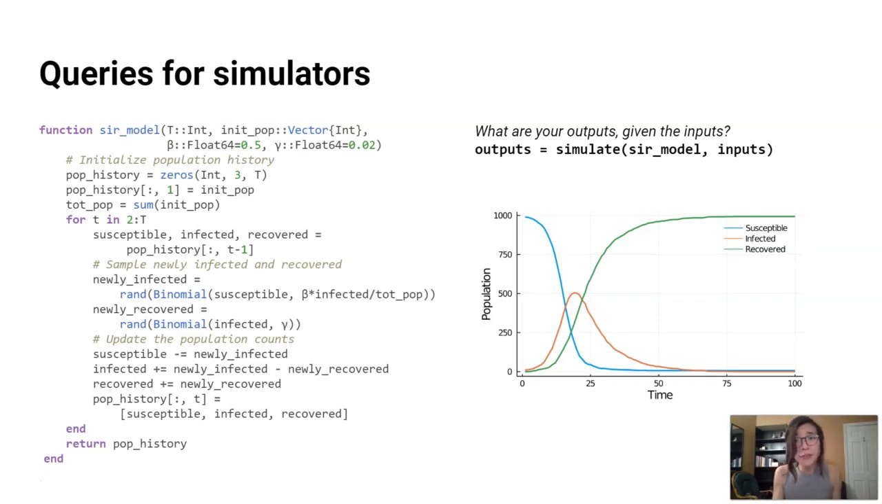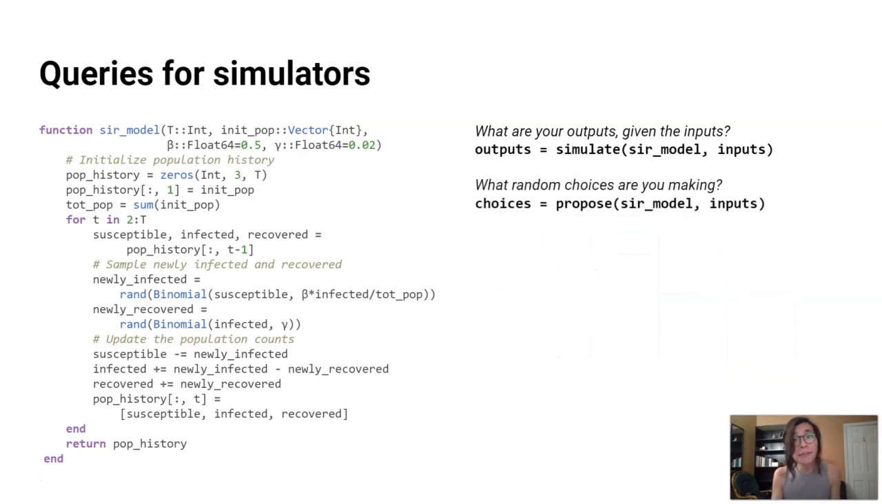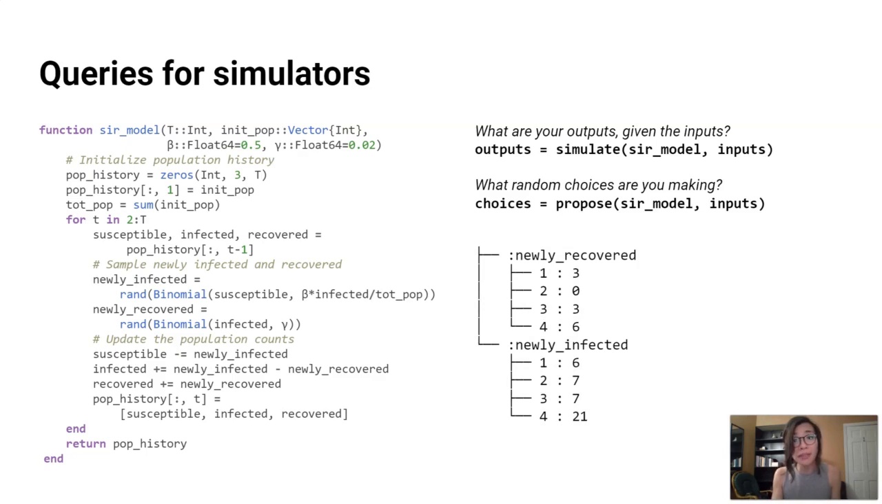As someone studying viral spread, however, we might be interested in other questions too. For example, we might be interested in asking what chain of events led to a particular outcome. In modeling terms, what random choices are made by my simulator as it produces a certain outcome. So in this particular model, that would look like the number of newly infected and recovered people at each time step.